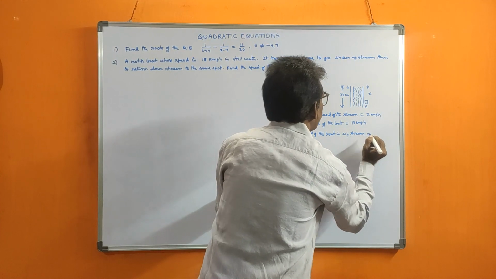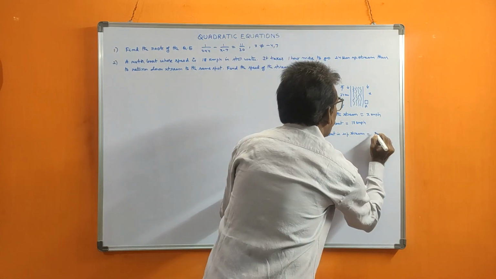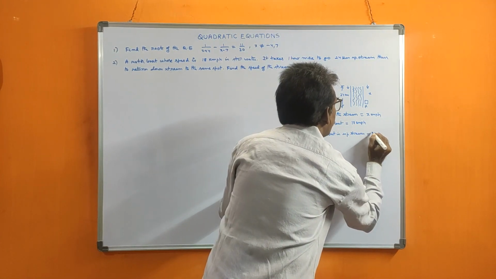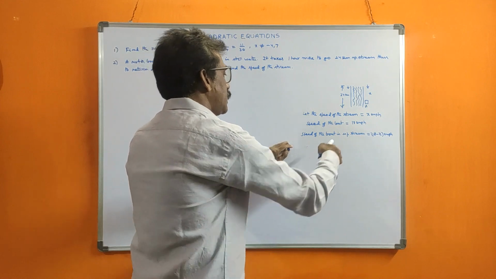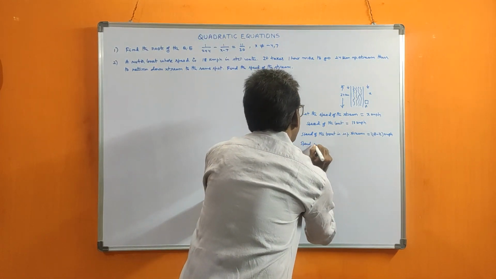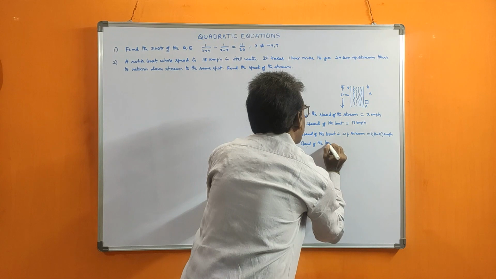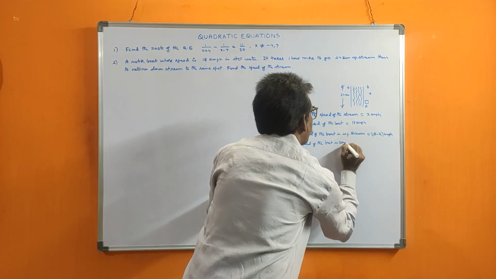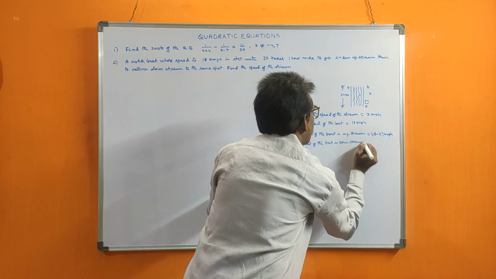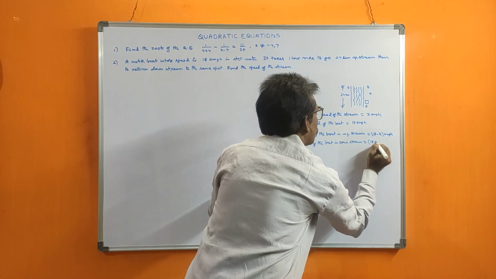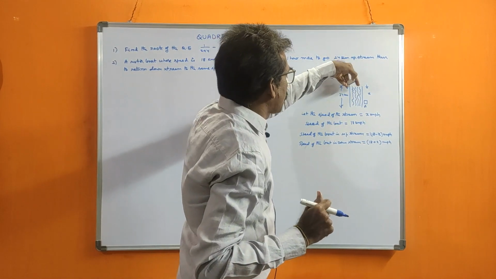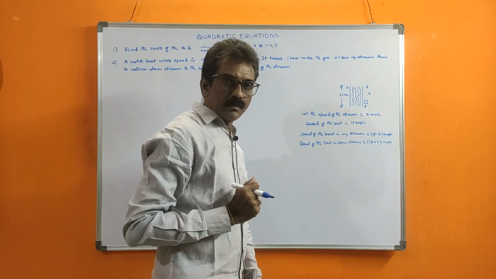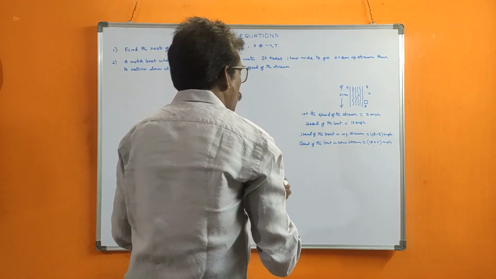Speed of the boat upstream means what? Opposite direction. So its velocity is 18, but it will reduce by x, since the current velocity is x kmph. So this much is the velocity upstream. Now the speed of the boat downstream, when he returns downstream, his direction and the current direction are the same, that's why it is plus. Those are the velocities.